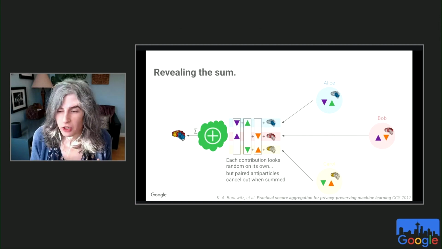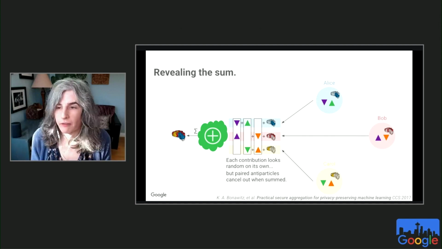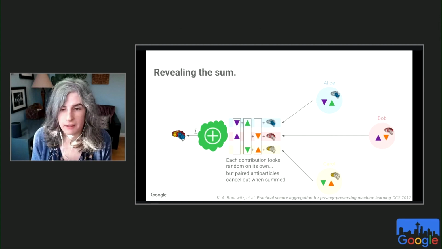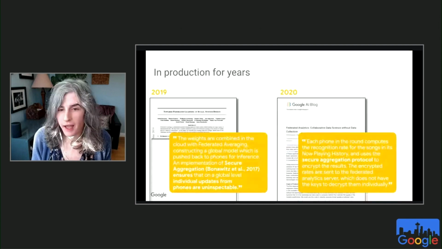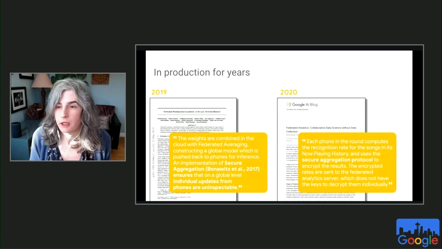Now, there are some additional bells and whistles that are required to make this work very efficiently and to be able to recover safely from some set of the users dropping out during the execution of this protocol. But it is possible to do that and produce a protocol that runs efficiently for up to about 1,000 users at a time. So that's where we were in 2017.